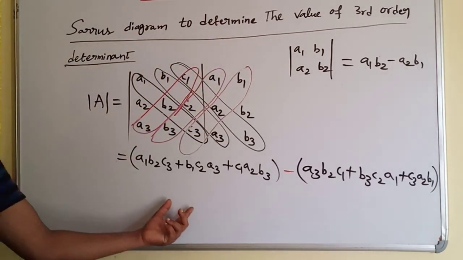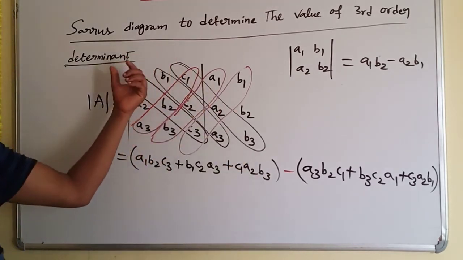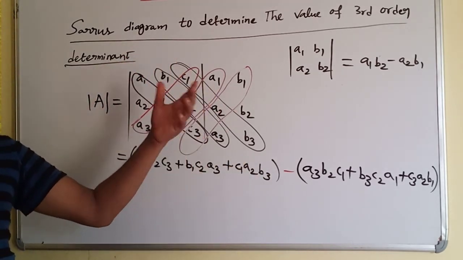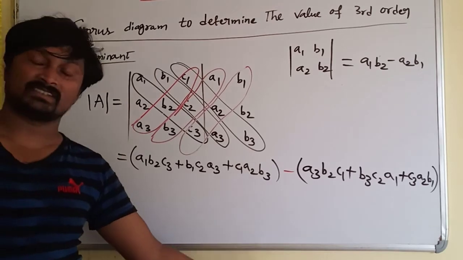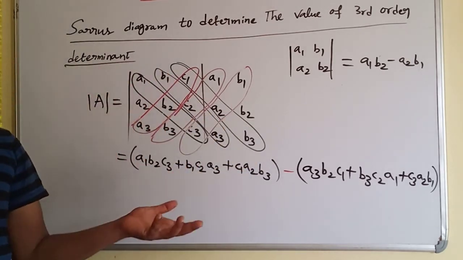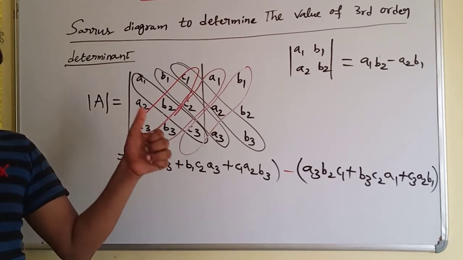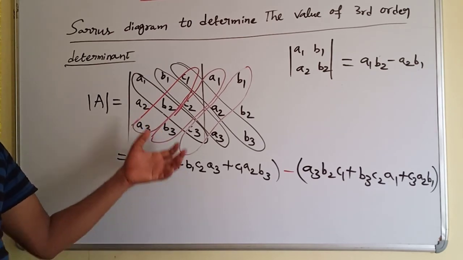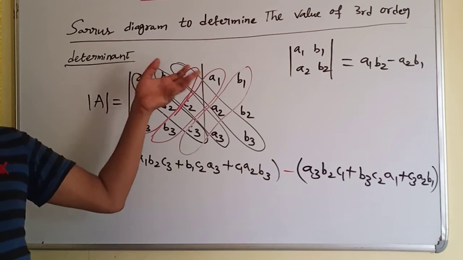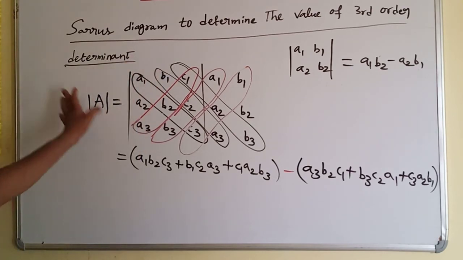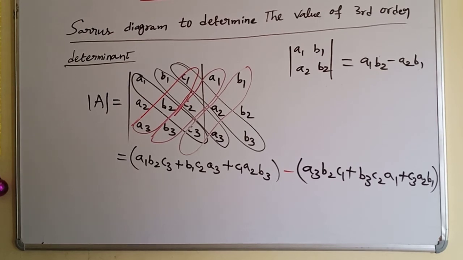Same answers only, right? Previously we found it with cofactors and minors; both are the same. According to the question, if they do not say to find minors or cofactors, then you go for this Sarrus method and find your answer. Very simple. Right, let's move on now to some examples from your textbook.